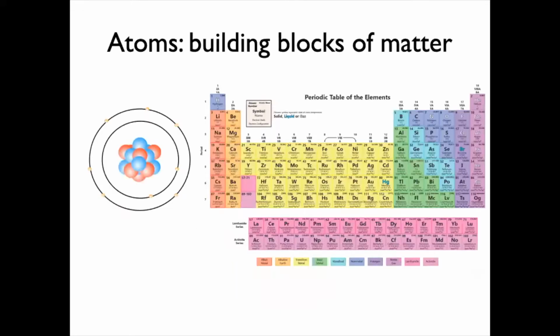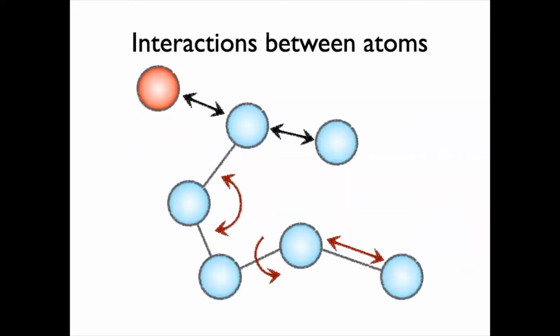So, to set the stage: atoms, the building blocks of matter. This is Bohr's atomic model and then the periodic table of the elements. So basically this is how atoms look, and these are all the building blocks that we have. And then these atoms have interactions between each other, and I have here a simplified description of what these interactions are.